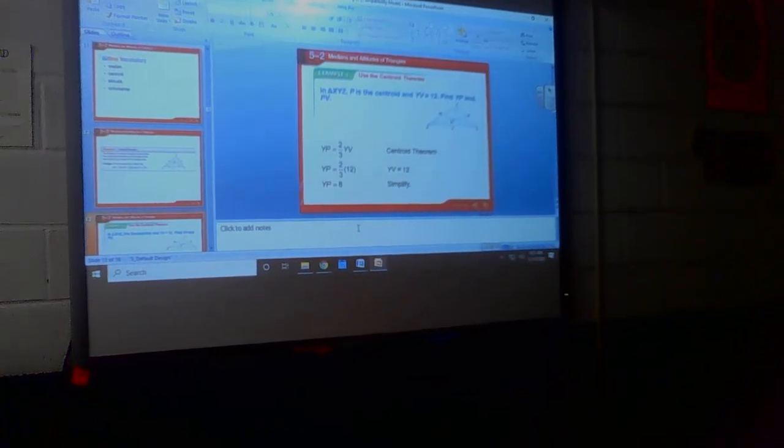So, in triangle XYZ, P is the centroid and YV is 12. Can I find what YP and PV are? So, again, the most important thing is to just zero in on what they're talking about. They say YV, here's my YV. So again, the first part has to be the bigger number.